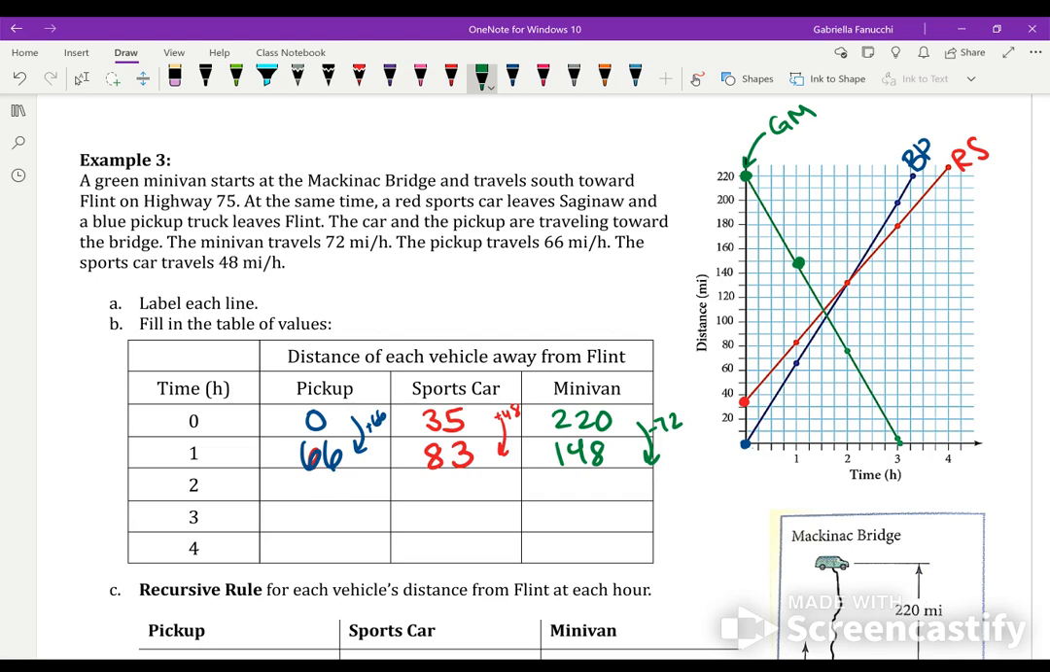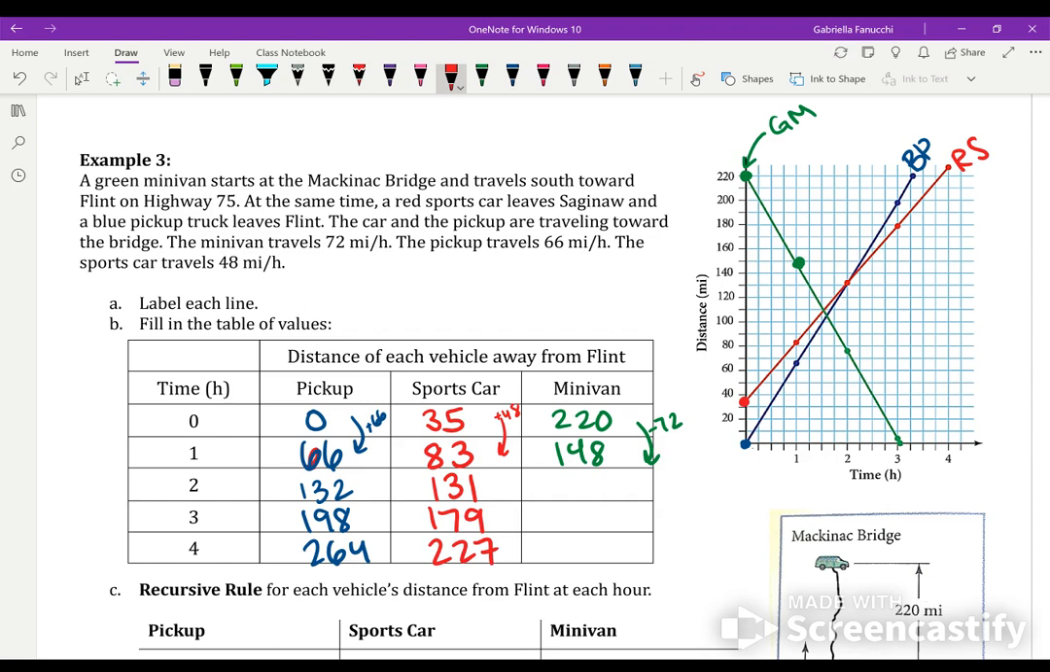Let's start back. Let's finish up the blue pickup. So 66 plus 66, 132. Plus the 66, 198. Plus 66 is 264. The red sports car, we're adding 48. So from 83 plus 48, it's going to be 131 plus 48, 179 plus 48. It's going to be 227.